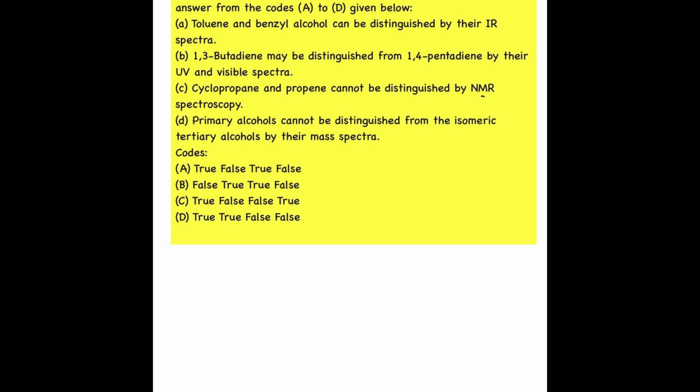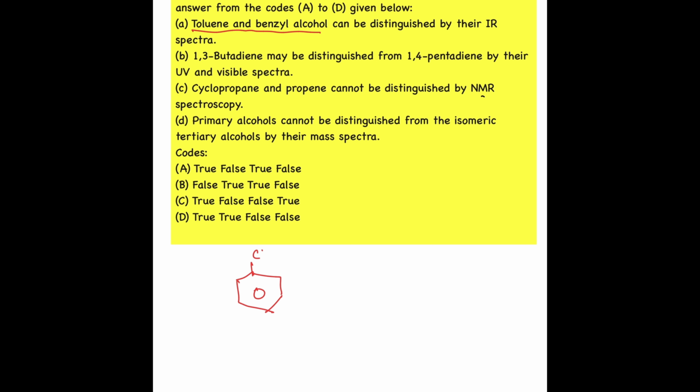First of all, see, in a single question they are asking IR, UV, NMR and mass spectra questions, right? So four concepts in a single question. Let's try to solve. Toluene and benzyl alcohol can be distinguished by the IR spectra. Yes, it is completely true.